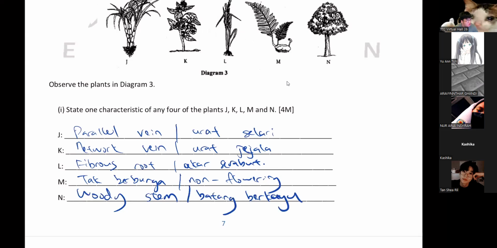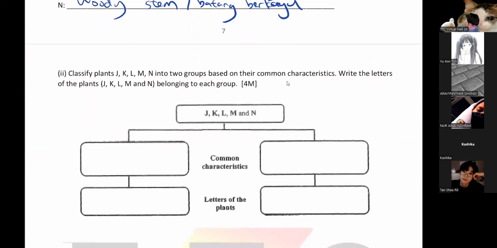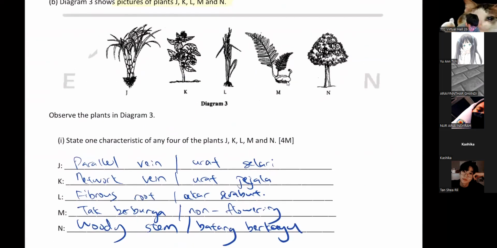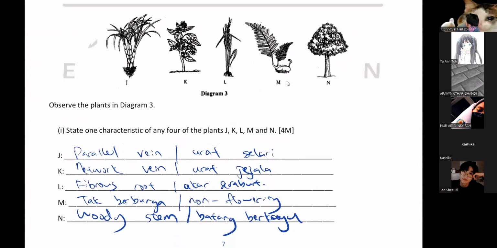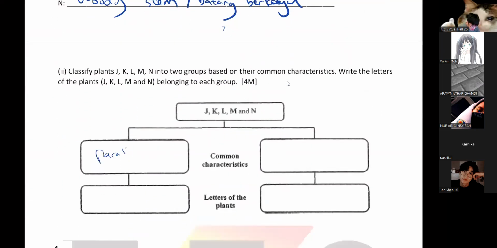Hey, wait, they just want 4, right? What are they 5 here? What are they giving 5? I got 4. Okay lah, cicai lah. We already name all 4. Okay, so classify them into 2 groups. Okay, how can you classify them? From what I see, you can classify them into woody and non-woody. Okay, they are non-woody. This is woody. Or you can even classify them using their vein. Okay, so you have your parallel vein.